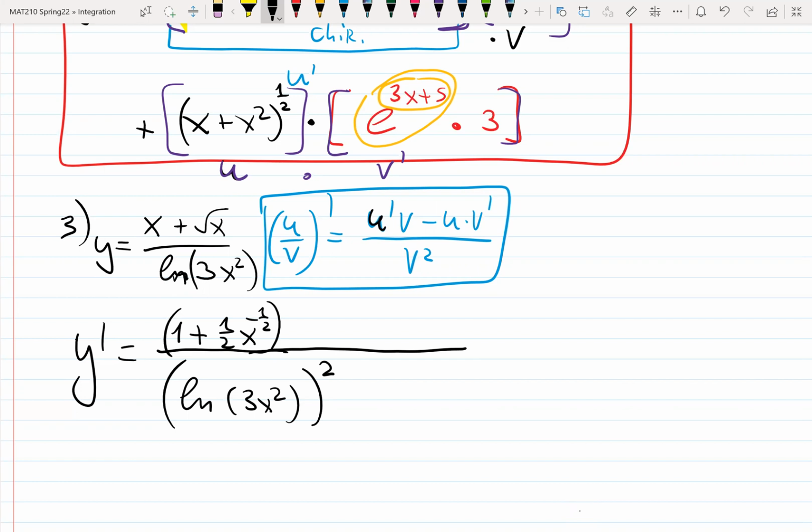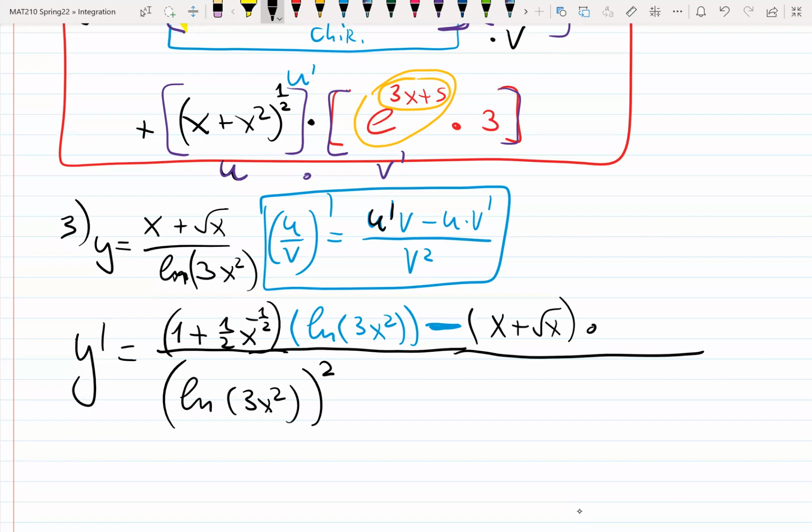Derivative of u, then copy v, copying ln 3x squared, minus copy u, x plus square root of x, times derivative of v, but v is a logarithmic function. Derivative of log is 1 over everything inside. So it's going to be 1 over 3x squared, remember, times the derivative of the function inside, which is 6x. That is the answer. So this was v prime, and this was u prime.